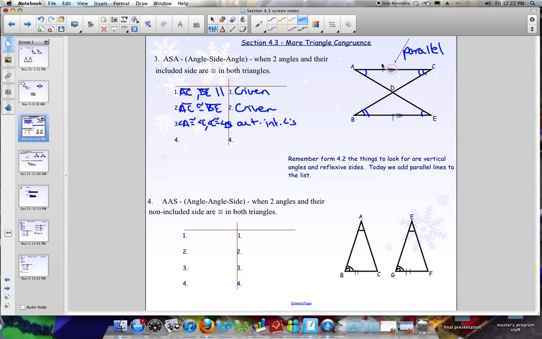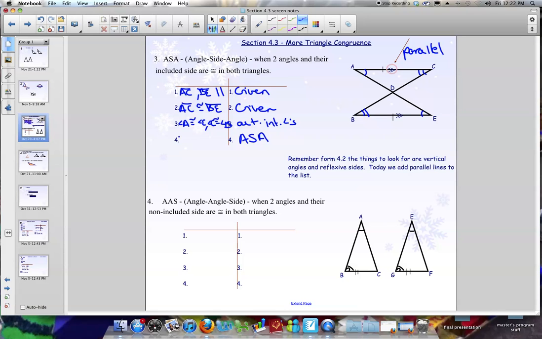That gives us three pieces of congruence. We're looking for three pieces. We have to make sure that the order is correct. We have to make sure that the side is included between the two angles. So to do that, we will look at, in one triangle, where our angles are that are congruent and make sure that the side that is congruent is in between those two angles. It is in between the two congruent angles, therefore angle side angle will work.